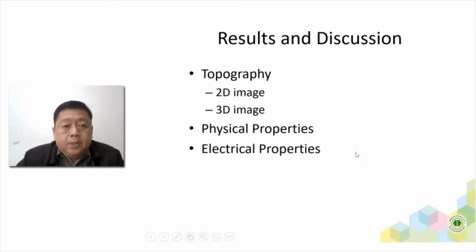Right. So in terms of topography, we can use that software to see it. Of course, the normal one will be 2D, and then we can see it in 3D. We can also see some physical properties and electrical properties on the other type of sample.